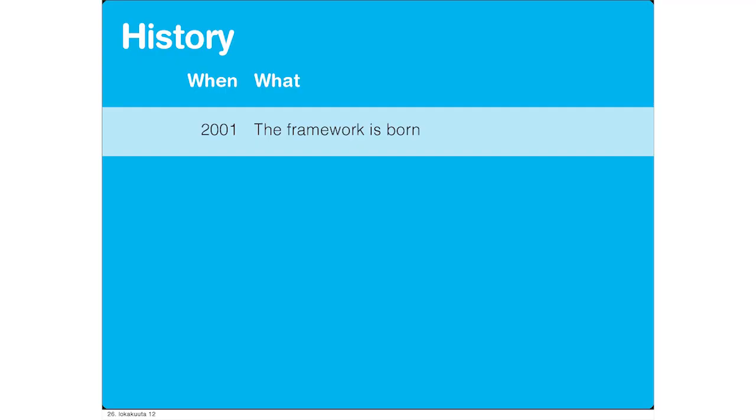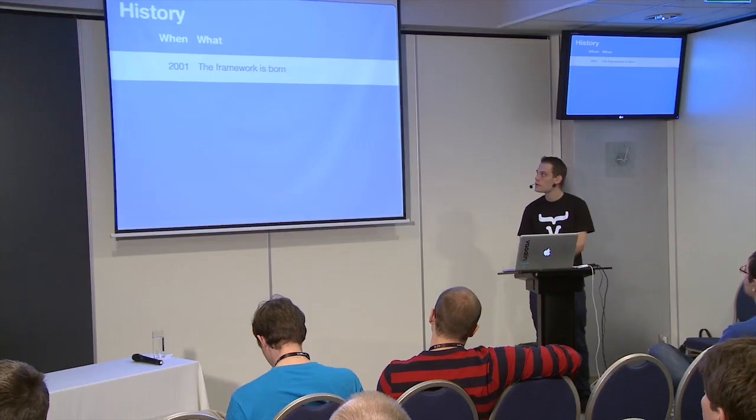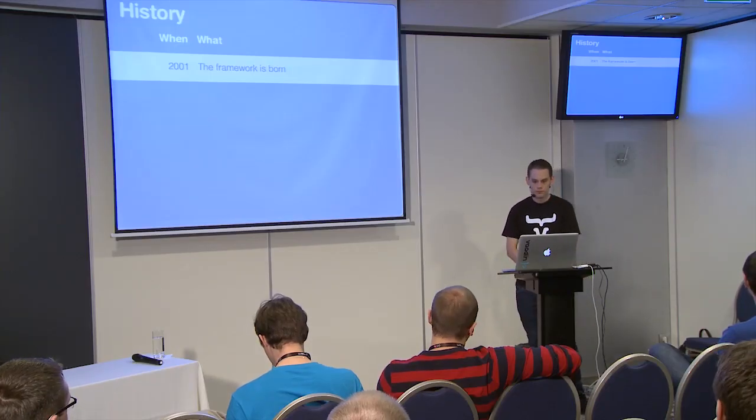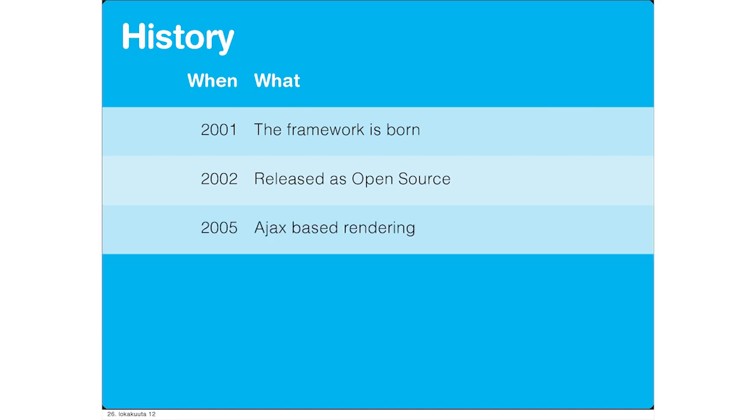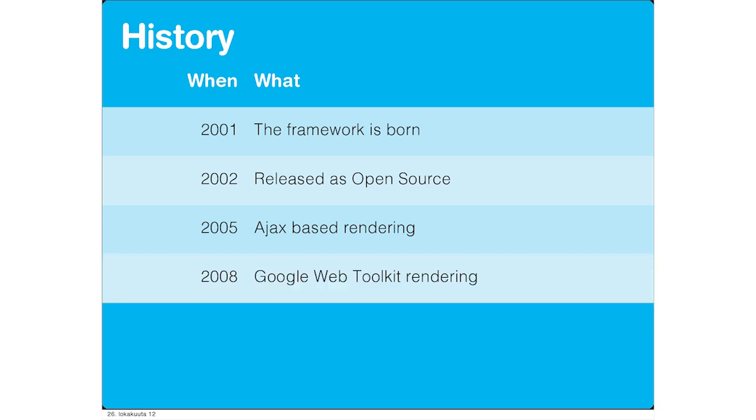And a bit of history. Vaadin is actually over 10 years old framework. The first lines of Vaadin were written in 2001. It was released as open source in 2002. In 2005, we introduced the Ajax rendering. And in 2008, we rewrote the whole client-side rendering engine with GWT, the Google Web Toolkit.